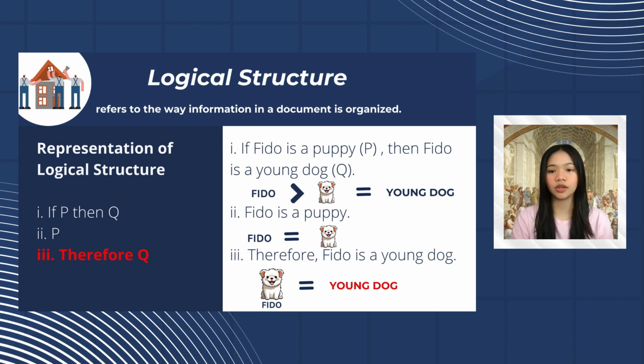Now let us go back to the argument forms. The example argument earlier is in the argument form modus ponens. We may be familiar with this as we have discussed this in our math class already. Arguments in this form are considered valid.